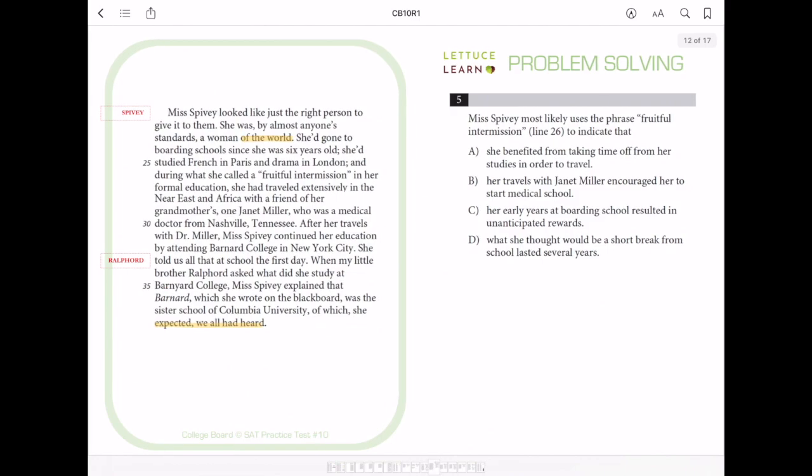Moving on. Question number 5. A detailed question with specific line reference is as straightforward as it gets. We're going to follow the question's lead and go to line 26.